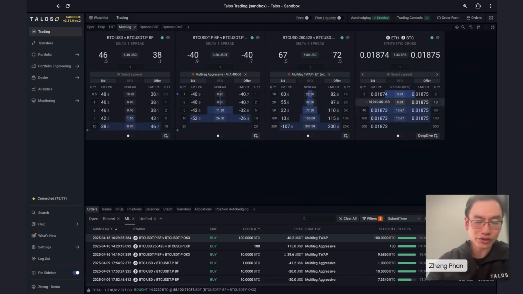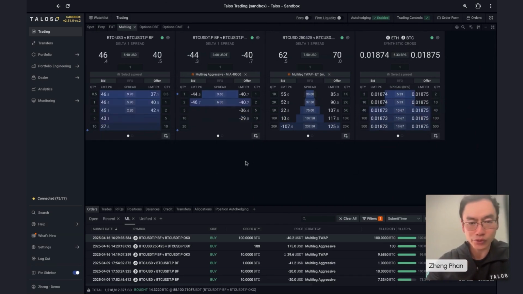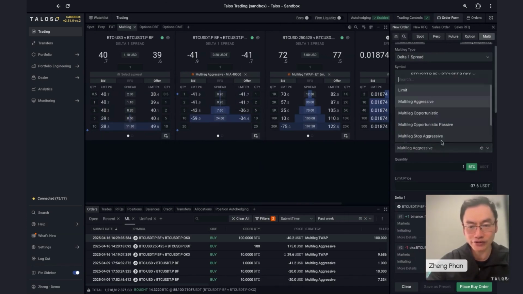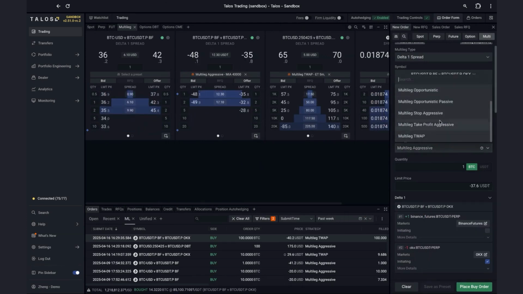Now let's go into the actual execution and how you create the different multi-leg orders using specific strategies. I'm just going to click one of these big figures here on the Binance versus OKX perp. We're mainly going to focus on 3 strategies today. You can see there's multi-leg aggressive, we'll have a TWAP as well, and we'll focus on opportunistic passive. So what are these strategies? Let me just select a TWAP.